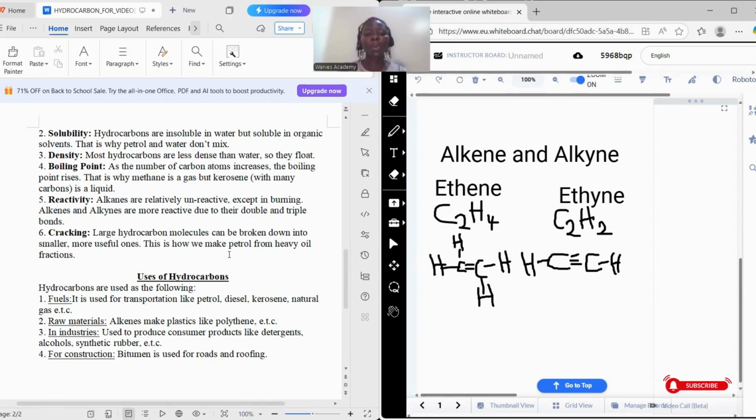Cracking. Large hydrocarbon molecules can be broken down into smaller and more useful ones. This is how we make petrol from heavy oil fractions, petrol from crude oil. We can't use crude oil directly, so large molecules are broken down to form smaller molecules, which are more useful.